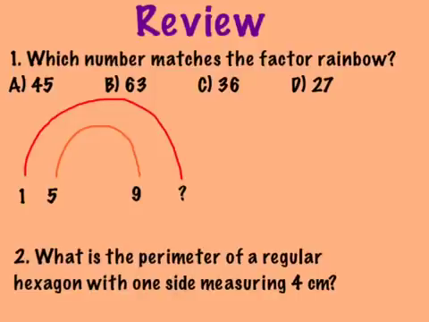And number 2 says, what is the perimeter of a regular hexagon with one side measuring 4 centimeters? I am not going to tell you how many sides a hexagon has. If you don't know, you're going to have to go find out. One place you could find out really easily is mathisfun.com, but there are other places too. It's up to you. So have those 2 questions done for tomorrow, and I'll see you then.